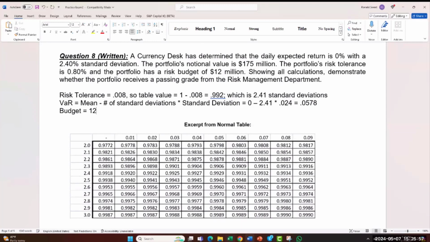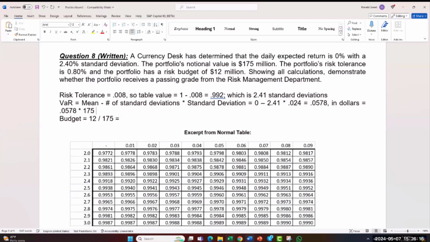Your budget is 12 million, but your portfolio is 175 million. So you can do it one or two ways. You can convert this into dollars. It's going to equal 0.0578 times 175, and that equals 10.12. I'm going to do it that way. Your budget is 12.